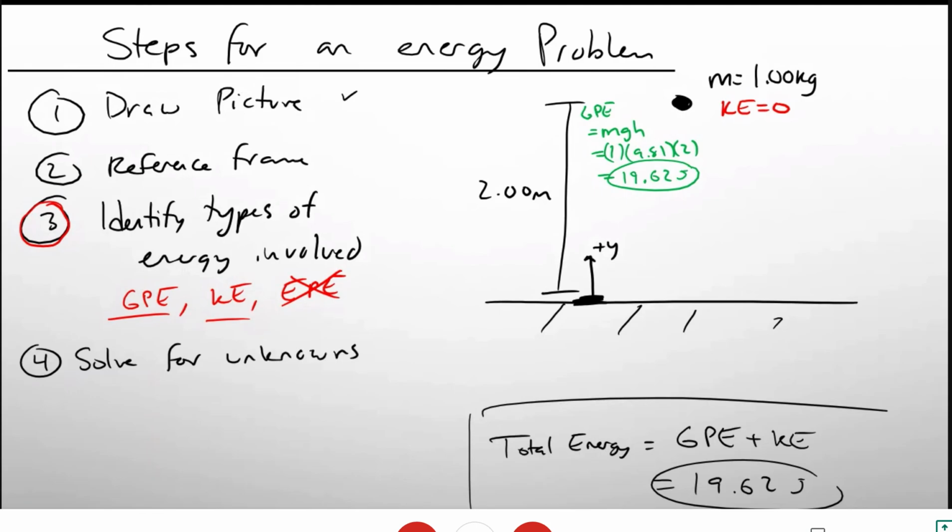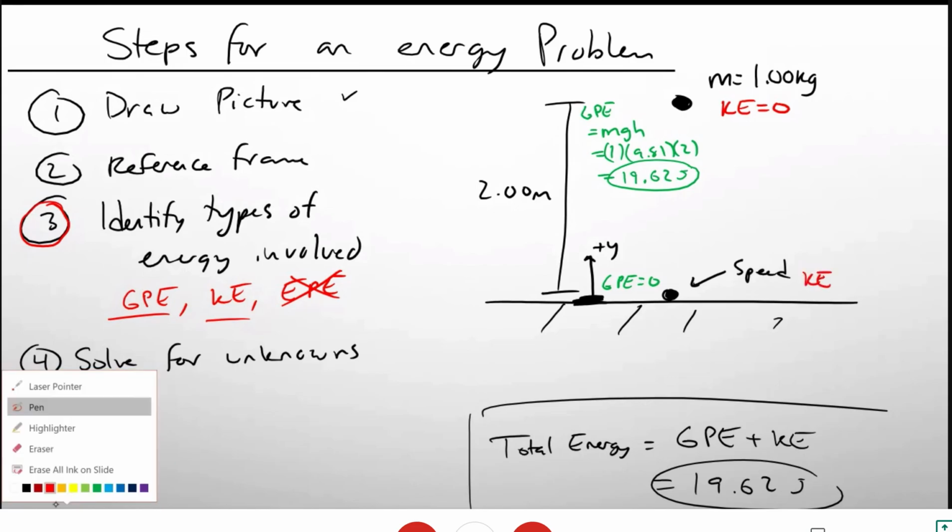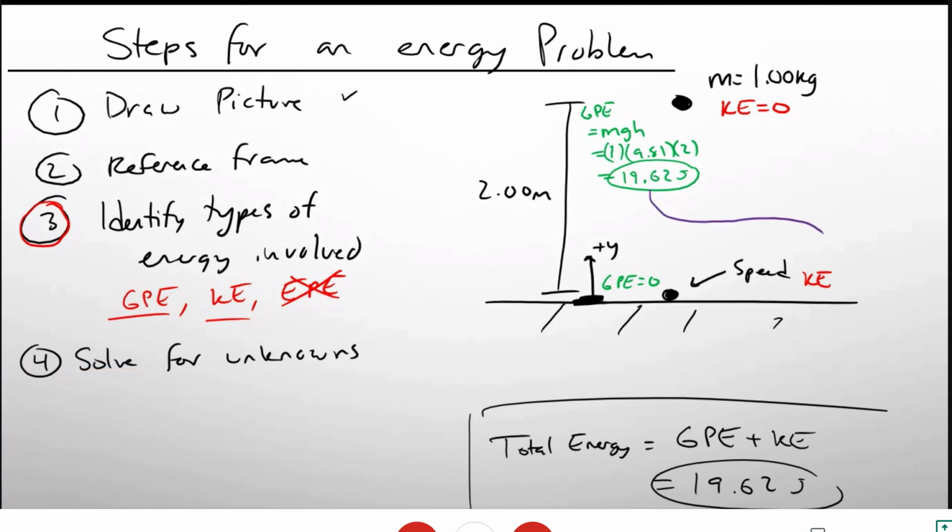So, for example, I could ask, what's the speed there? Well, at the bottom, I know that my gravitational potential energy will go to 0 because h will be 0, but all of that energy is going to be transferred into kinetic energy because now it's moving. So I see this gravitational potential energy completely transfer into kinetic because I'm now at no gravitational potential energy.